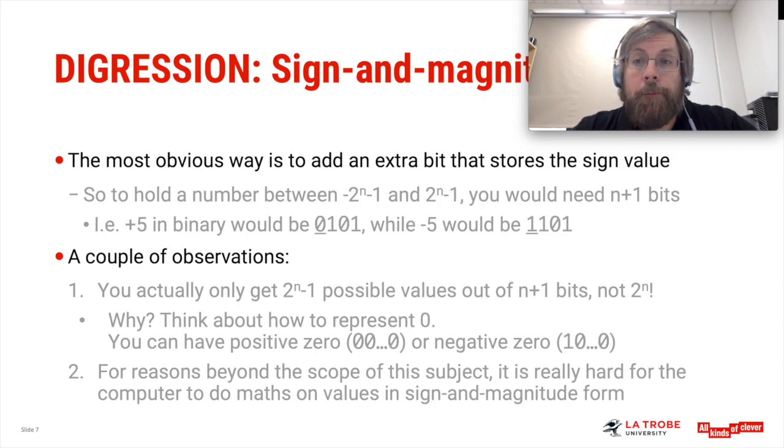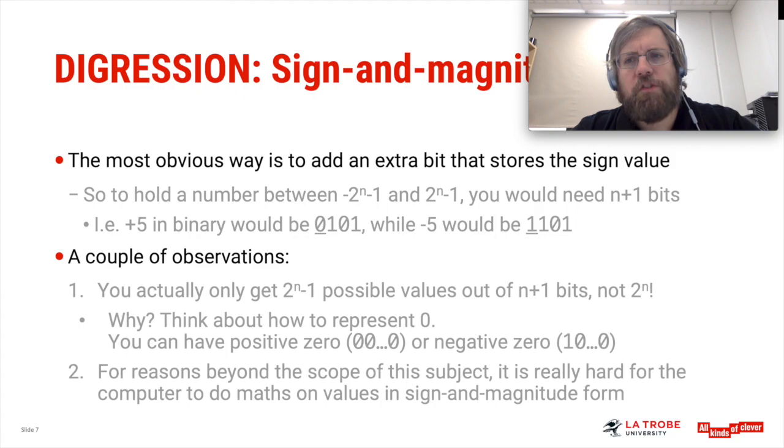And why? So you have to think about how 0 gets represented. In sign and magnitude form, you can have positive 0 and negative 0, which is weird, right? And it also creates some weirdness when doing math. So for that reason and some others beyond the scope of this subject, it's comparatively really hard for the computer to do maths on values that are in sign and magnitude form. So because of that, even though it's conceptually simple, it's rarely used in actual computers.